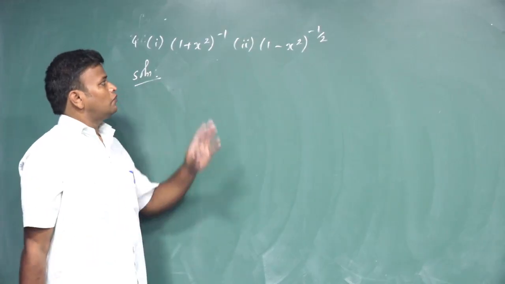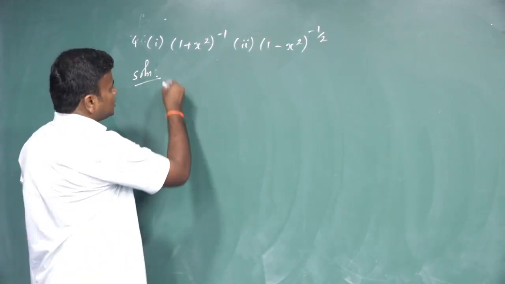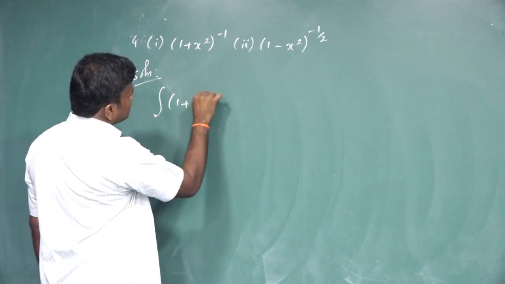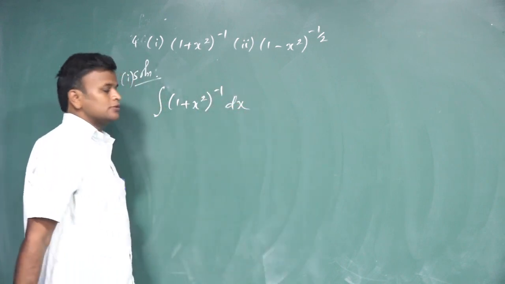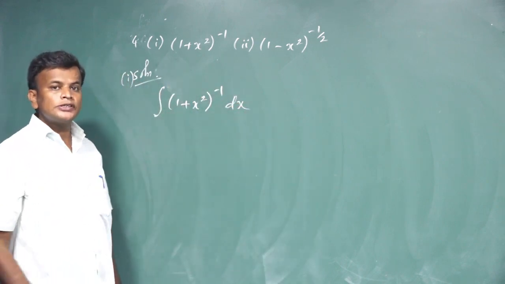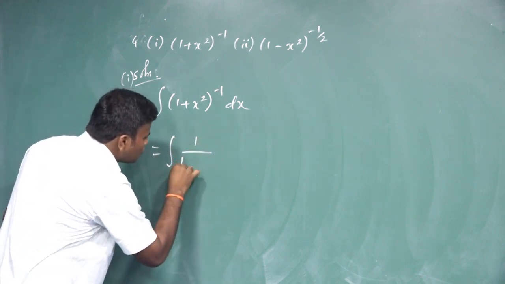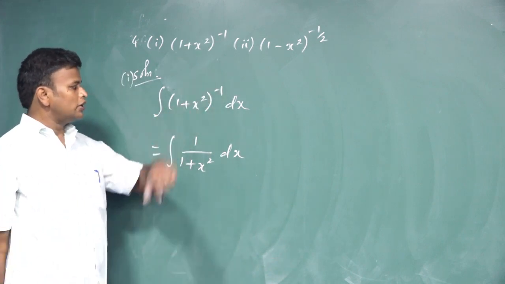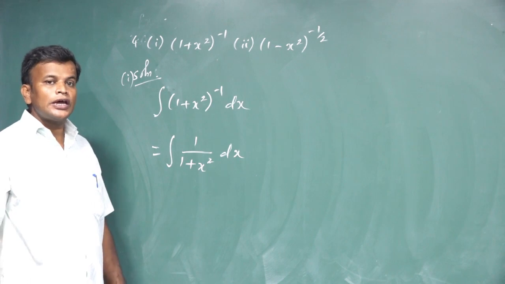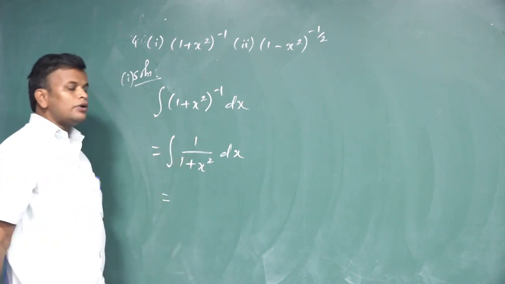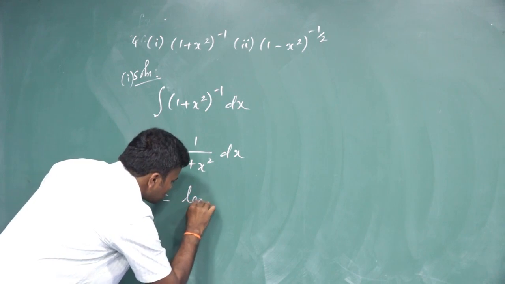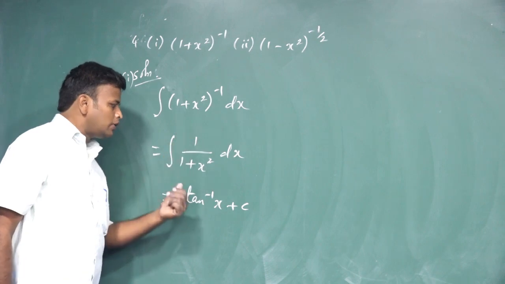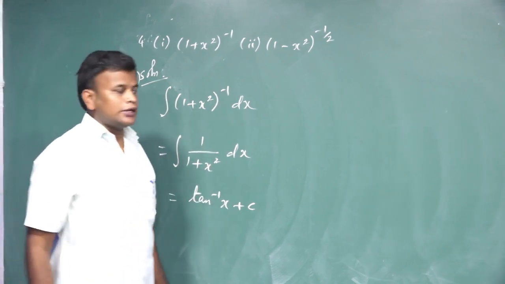Okay, the fourth one, we integrate these two terms. The first one, integrating of 1 plus x square the whole inverse into dx. How to write 1 plus x square the whole inverse? We write it as integrating of 1 divided by 1 plus x square into dx. The integrating of 1 divided by 1 plus x square is tan inverse of x plus c. So now we come to the exact formula: 1 by 1 plus x square gives tan inverse of x.